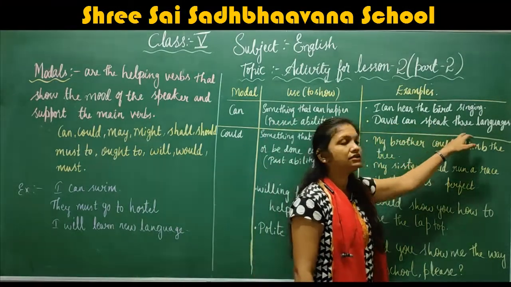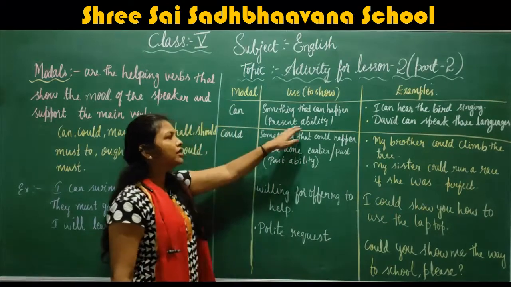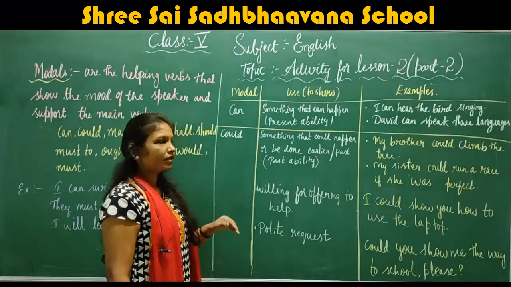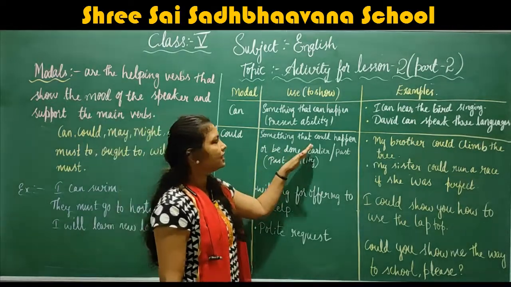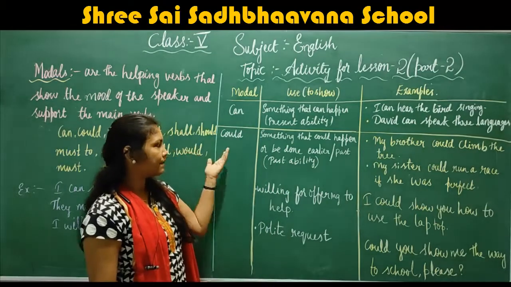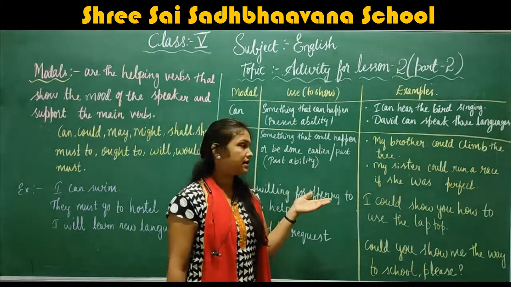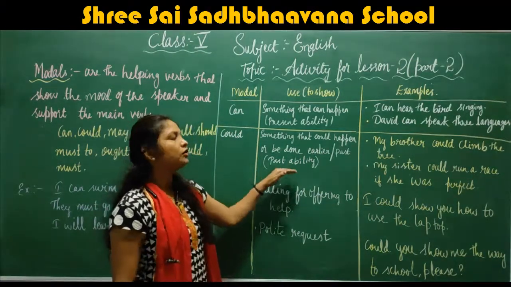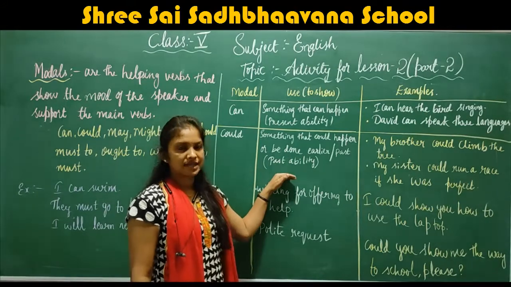David can speak 3 languages. Understood? Here can will talk about the present ability. Okay, now could. Could means something that could happen or be done earlier in the past. And could talks about past ability.